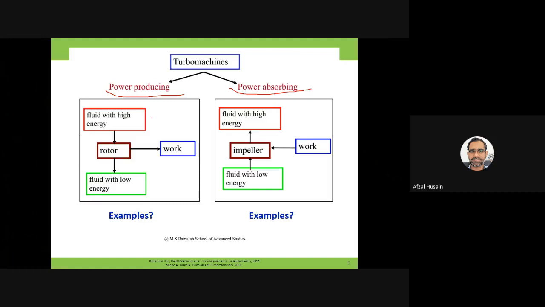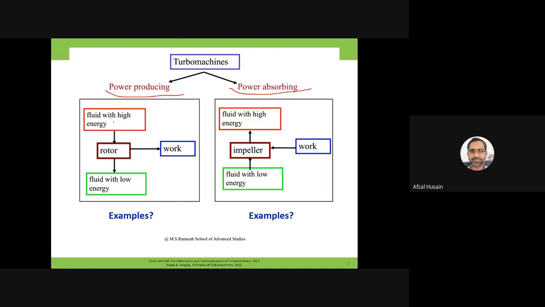What are examples of power producing turbo machines? Pumps and compressors? Turbines. Power producing is turbine. Pumps and compressors absorb power, right? Turbines can be hydraulic turbines, gas turbines, steam turbines, etc. So the power producing machines are the turbines. And you can see this kind of flow chart that you might have seen in your heat engine part. Do you remember it?